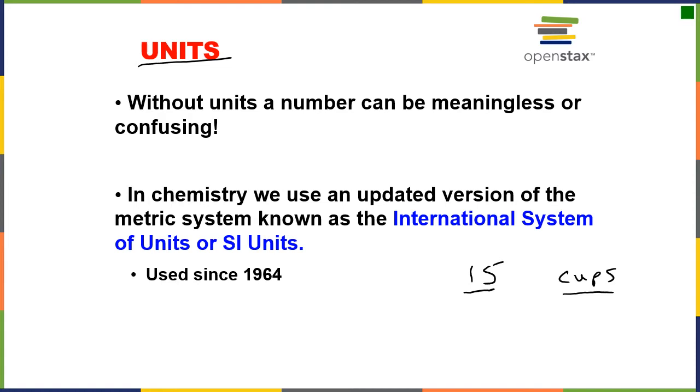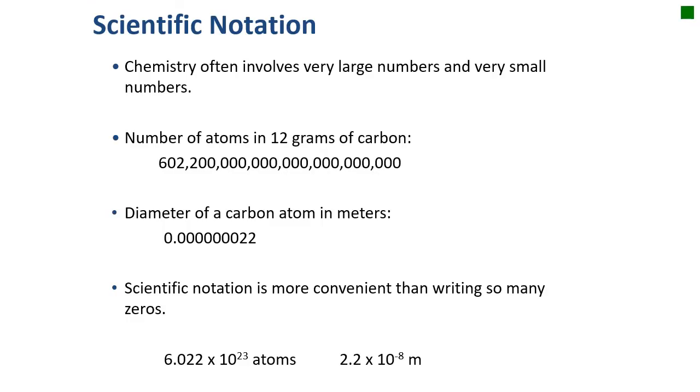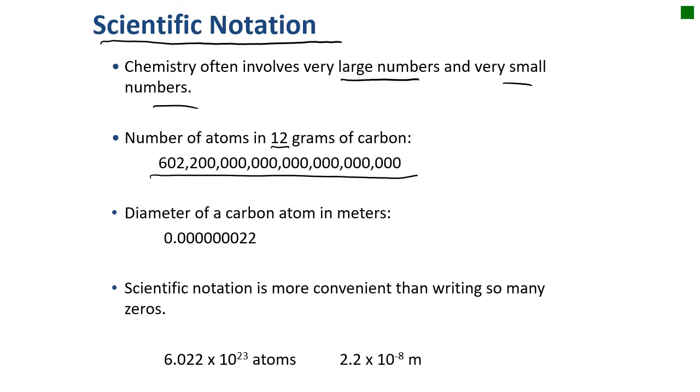We're going to use a couple of different systems in this. We're going to use the metric system, and we're going to use parts of the SI system when we do our measurements in chemistry. So before we go into that, we need to make sure that we are well versed on scientific notation. Scientific notation is just how we deal with very large and very small numbers. For example, there are that number of atoms in 12 grams of carbon-12. Or if we wanted to look at the diameter of a carbon atom in meters, we'd have this one.